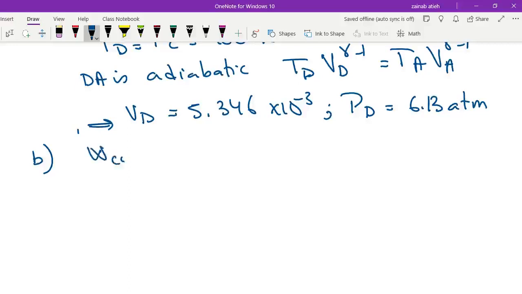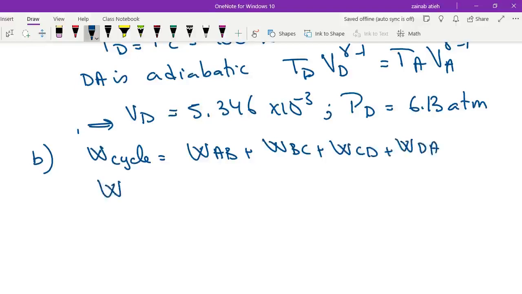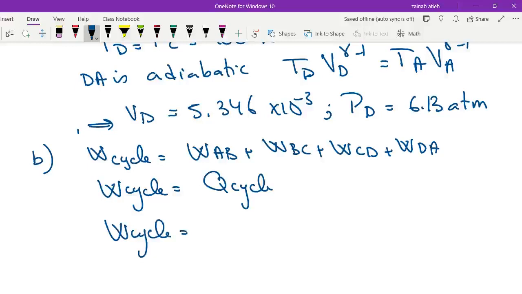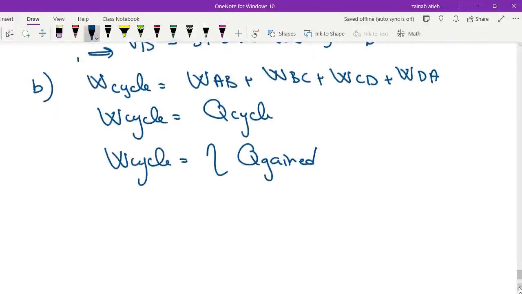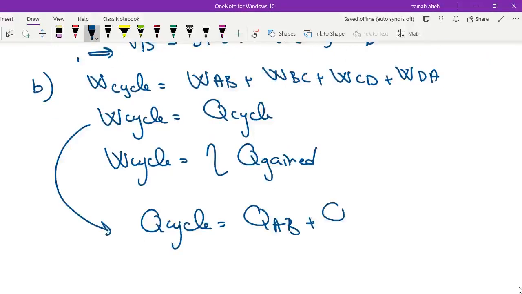So the work per cycle is equal to work AB plus work BC plus work CD plus work DA, or it's equal to Q per cycle, or it's equal to eta, since we have a Carnot cycle, times Q gained. Anyone I like. Since I have a Carnot cycle and I know it, I know we have two adiabatic processes, meaning their Q is zero, and two isothermal processes, one with positive Q and one with negative Q. So the Q per cycle can be easily calculated. I will use this one. You can use any one, okay? So the Q per cycle is equal to QAB plus QBC plus QCD plus QDA.